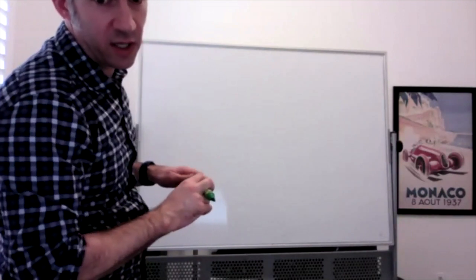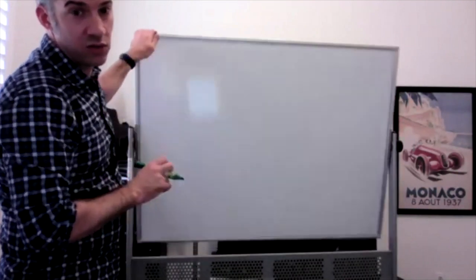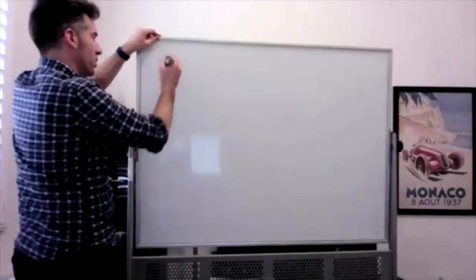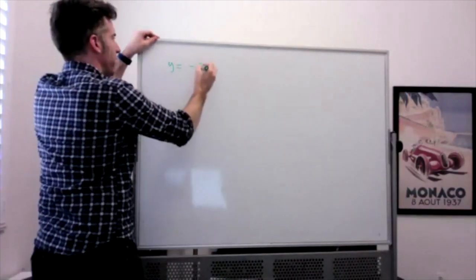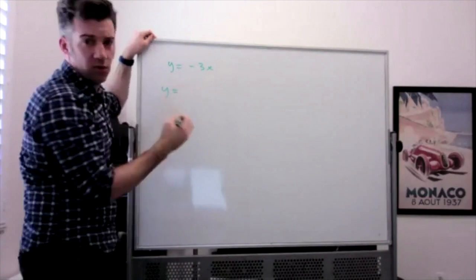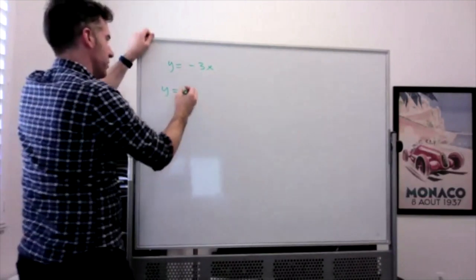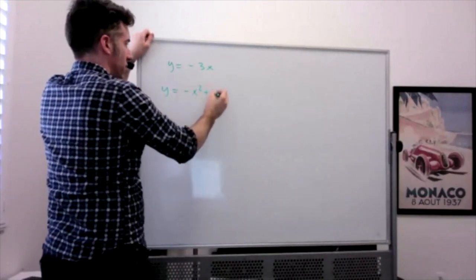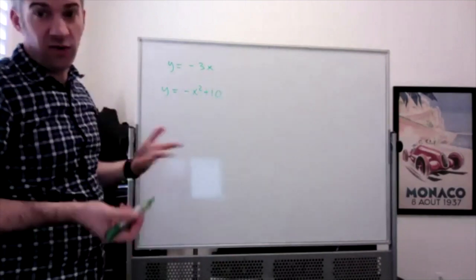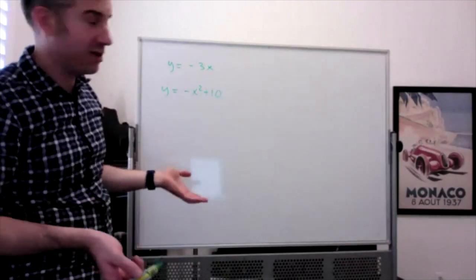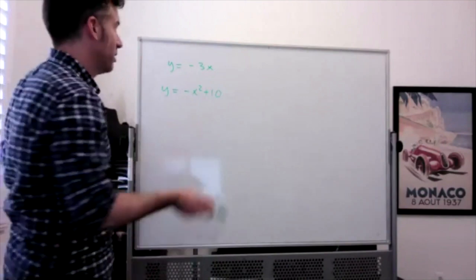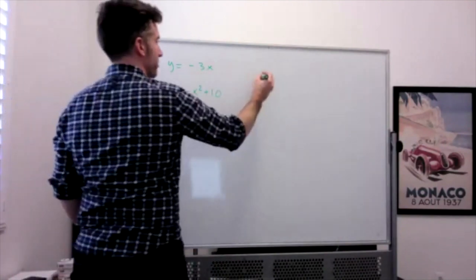Determine the points of intersection of those 2 graphs, or functions: y equal to negative 3x and y equal to negative x squared plus 10. And to find where 2 graphs intersect, or 2 functions intersect, or 2 equations intersect, you set them equal to each other. So I set that equal to that.